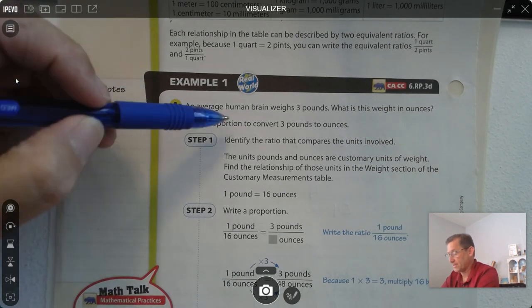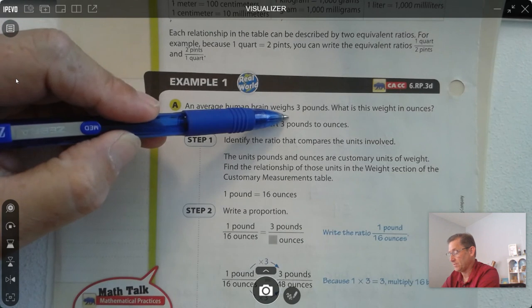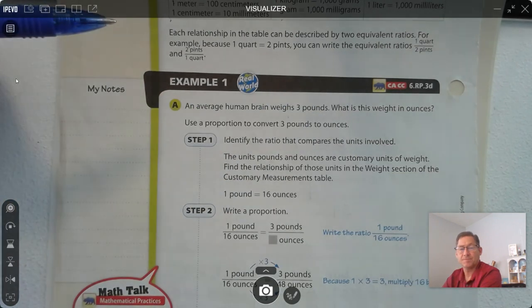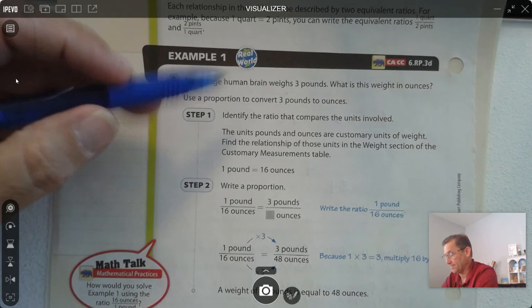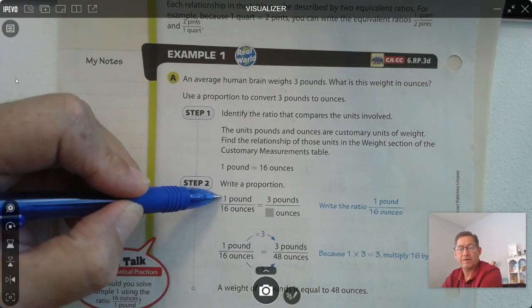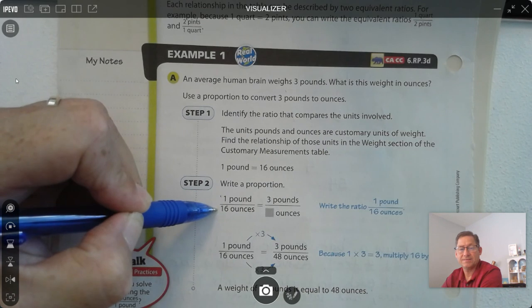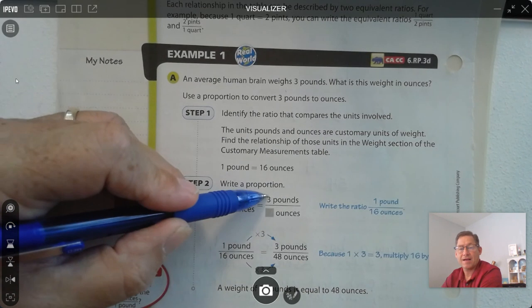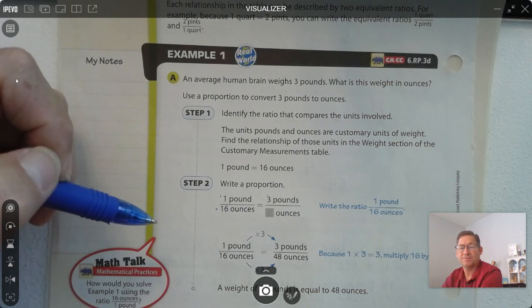So we're going to convert 3 pounds to ounces. Okay, so we're going to use a proportion. We know that 1 pound is 16 ounces. So if 1 pound is 16 ounces, how many ounces are in 3 pounds?